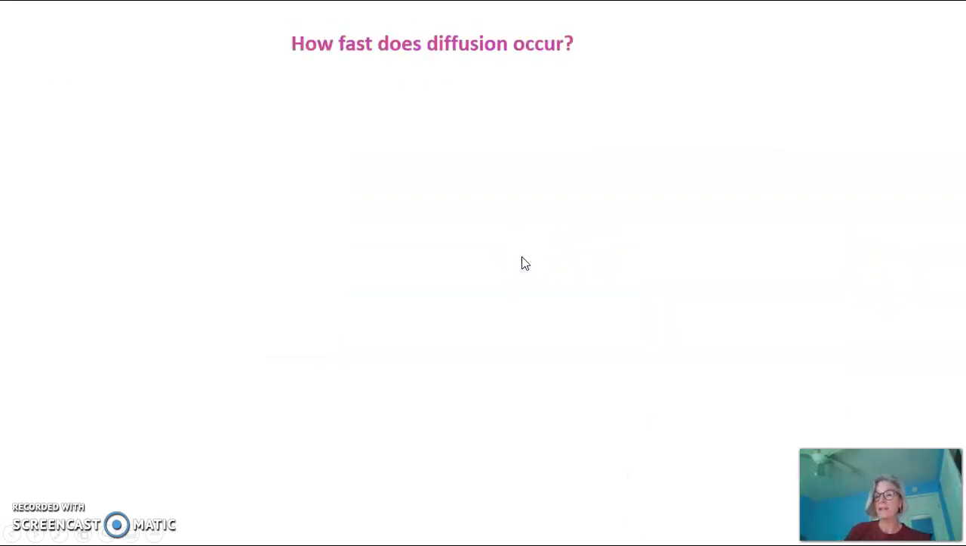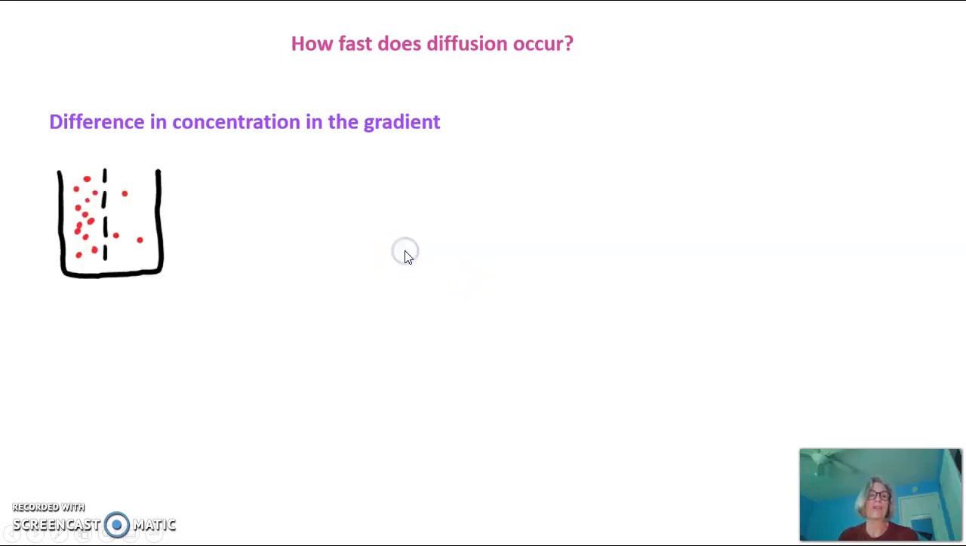How fast does diffusion occur? Well, it depends on several factors. The first is, how big is the difference in the concentration gradient? So in the picture I have here, there are a lot of red dots on the left side and very few on the right side. We would call this a very high concentration gradient because there's a large difference in concentration on the left than the right.